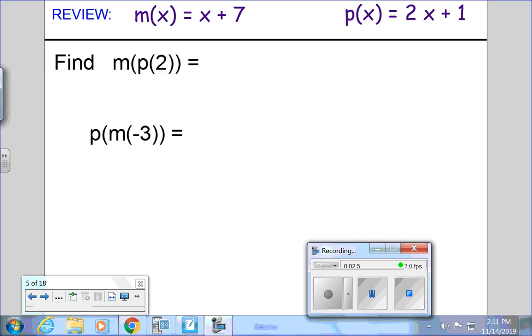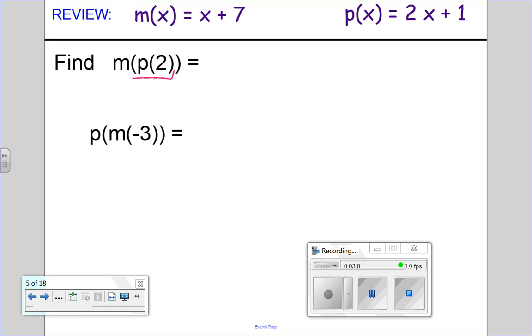All right, our next slide, we're still using the same exact m and p functions, but now we're doing 2-step problems. The way I would read this to you is m of p of 2. And it's a 2-step problem. You're going to start with the innermost parentheses. You always start on the inside set of parentheses and work your way outwards. You're going to start by finding p of 2. So you take a 2 over the p function, and you put it in for x. And that would give you your answer to the first step.